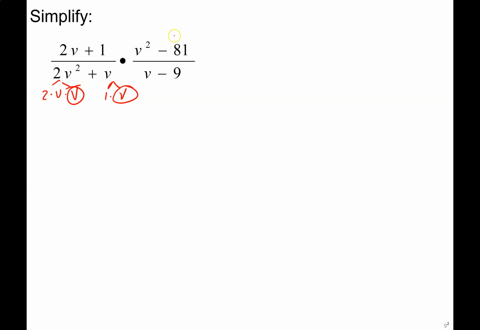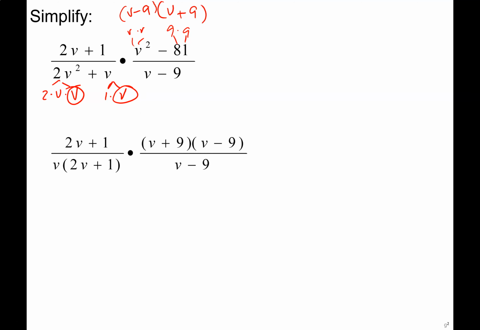If I look here on top of the second fraction in the numerator, you should be able to recognize this as differences of 2 perfect squares. Why? That's v and v. What gives me 81? 9 and 9. If you don't believe me, check it on your calculator. And so this is going to become v minus 9 times v plus 9. Okay? So then it'll look like this.